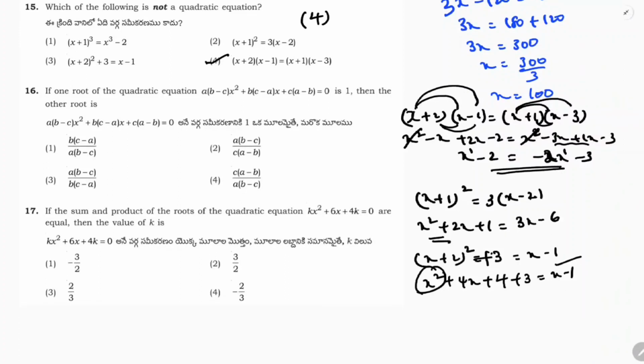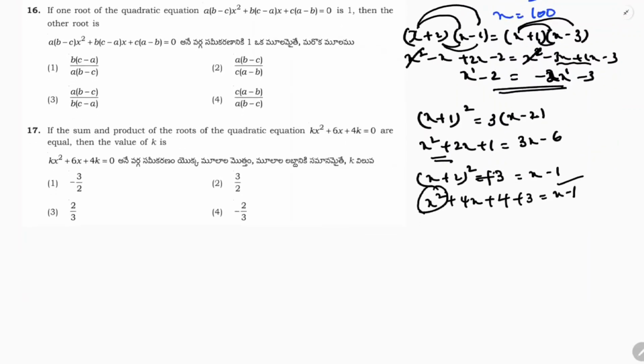Next question. If one root of the quadratic equation is 1. So if I compare this with the standard one, the standard equation is ax square plus bx plus c. The value of a is a into b minus c. b is b into c minus a. c is c into a minus b.